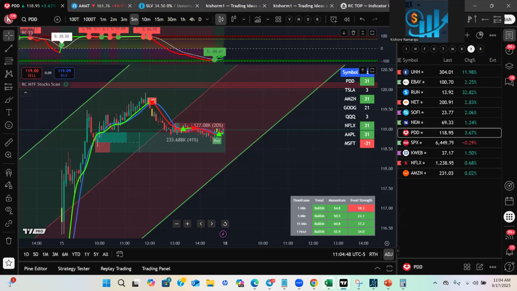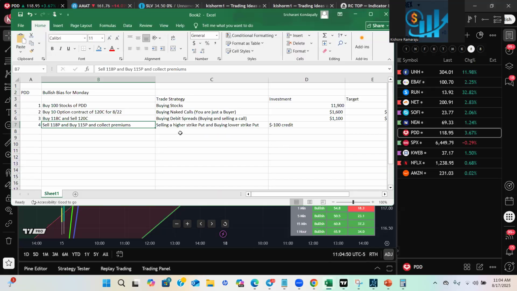So in both these cases, the stock should definitely go up. Here, if it goes up, you will make huge profits.